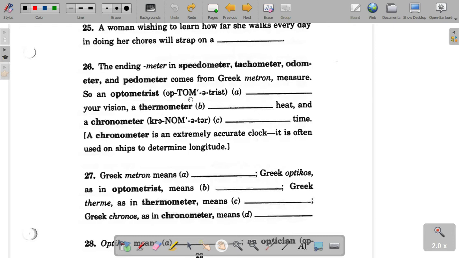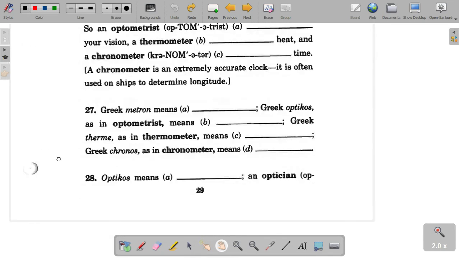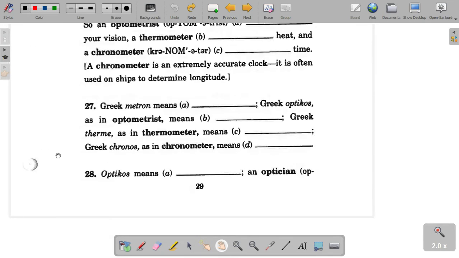So an optometrist does what? What do they do to your vision? They measure it, right. So they measure how good it is or how bad it is. A thermometer measures heat, and a chronometer measures time. So a chronometer is an extremely accurate clock which is used on ships to determine longitude. It's good to have a chronometer somewhere on a ship so that you don't lose time, which is really easy to do when you're out on the open sea.